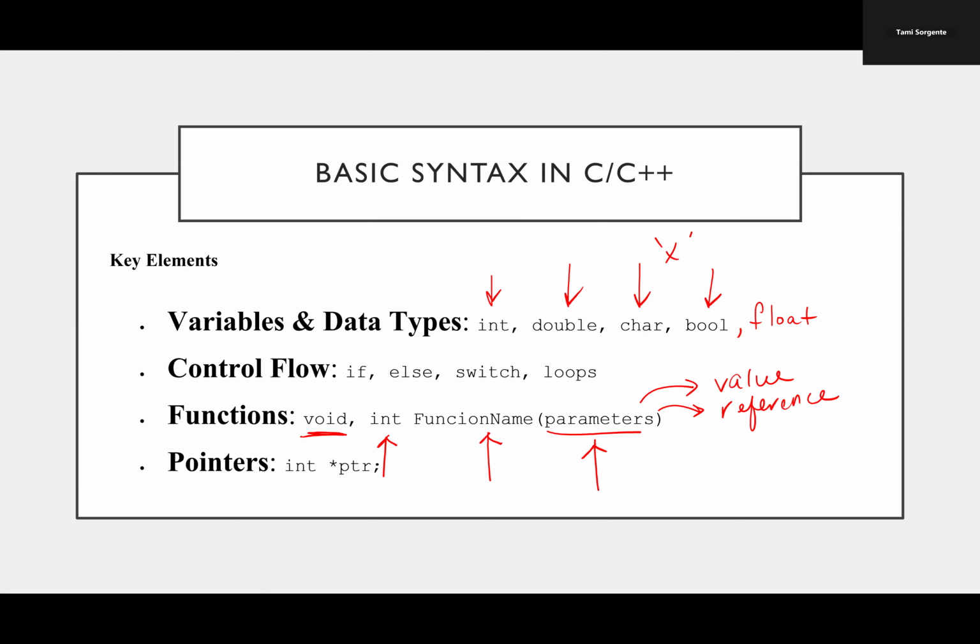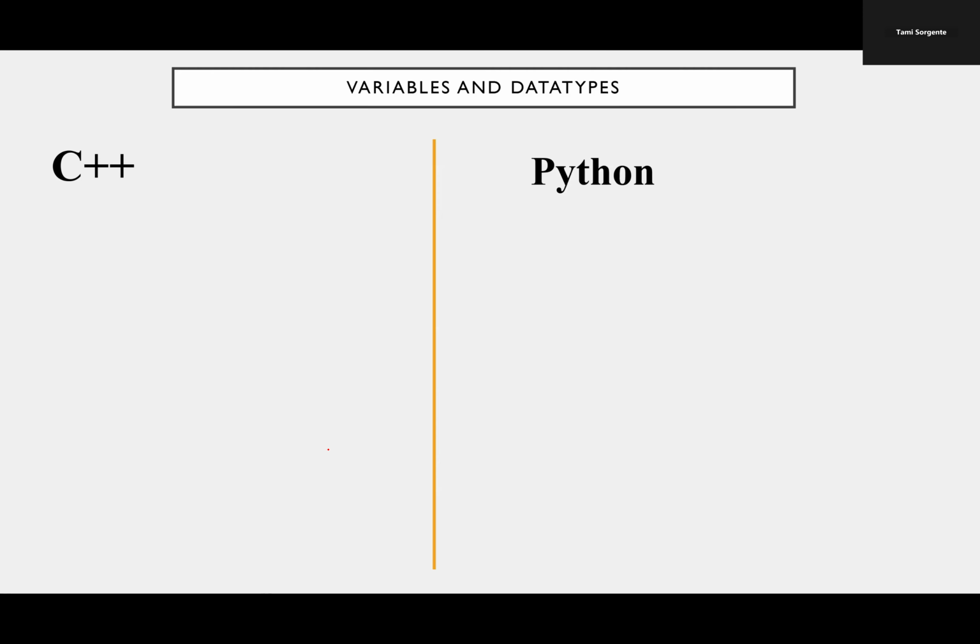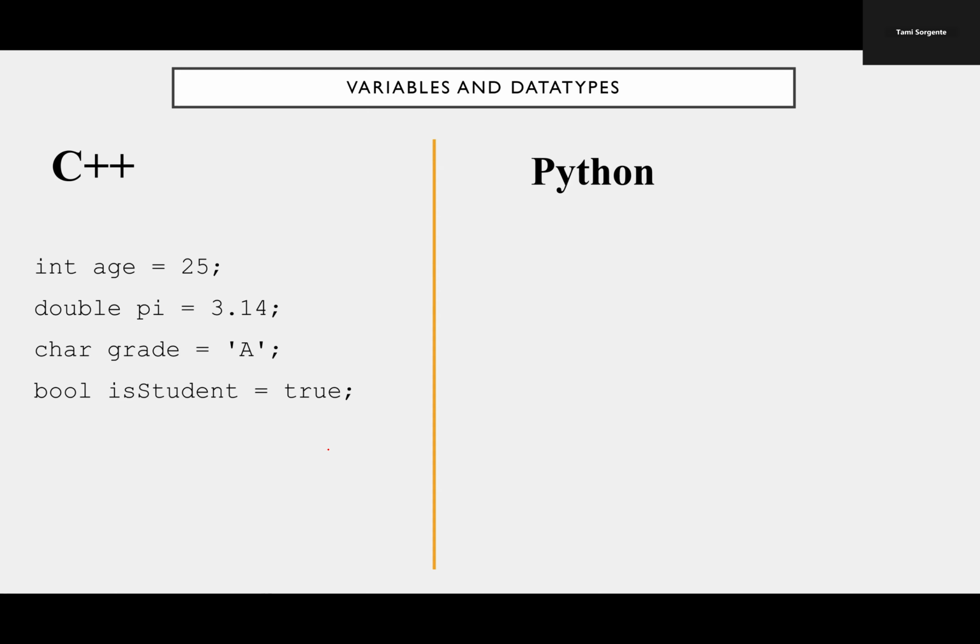We also have pointers. The symbol for a pointer in C and C++ is an asterisk, and we are going to learn more about pointers in C and C++ because they are very powerful for allocating and accessing data. So let's talk about data types in C and C++ versus Python. So in C++, you must end with a semicolon every time you declare.